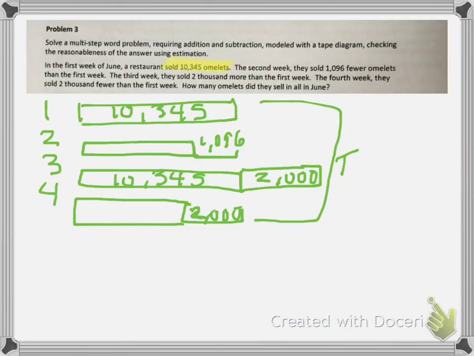All right, problem 3. I did go ahead and draw the tape diagram already, so listen to the word problem. In the first week of June, a restaurant sold 10,345 omelets. Okay, so that's this top number. That's week 1. The second week, they sold 1,096 fewer omelets than the first week. So I made sure I lined those up. I lined it up there. These are all lined up here.